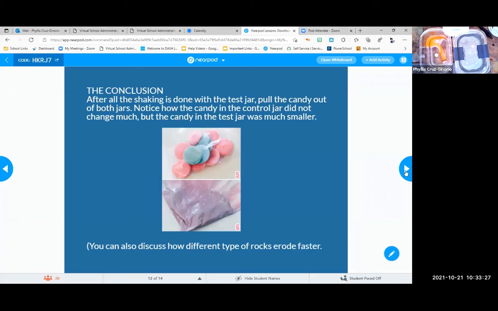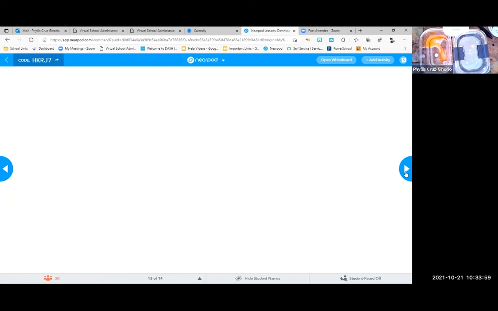And our conclusion, now this is what a scientist would write down. They would write down what their finding was at the end. They wouldn't just tell somebody, they'd write it down. After all the shaking is done, you pull the candy out of both jars, and we notice that the candy in the still water did not change much, but the candy in the moving water was much smaller or changed color. So you have to be very specific and tell what happened.